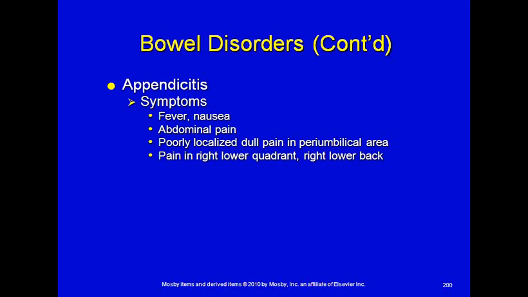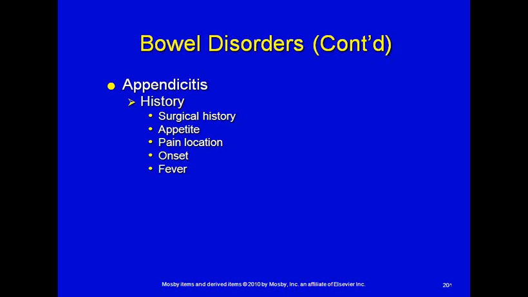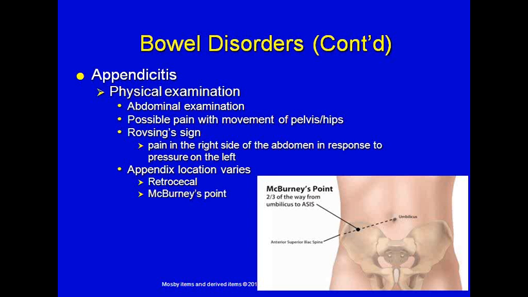Symptoms of appendicitis include fever and nausea, abdominal pain, and the pain is usually dull in the periumbilical area, so around the belly button is where their pain is. It may radiate to their right lower quadrant or their right lower back. Certainly if you suspect appendicitis, ask them if they've ever had their appendix out. What's their appetite been like? Where's their pain located? How did it come on? Do they have a fever with it?